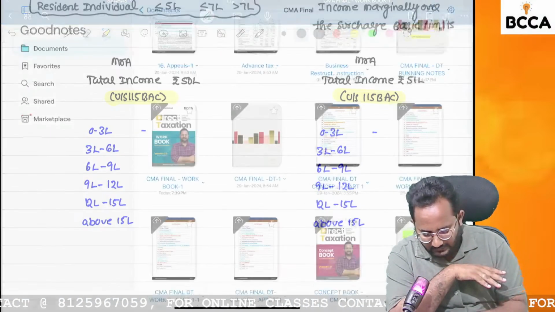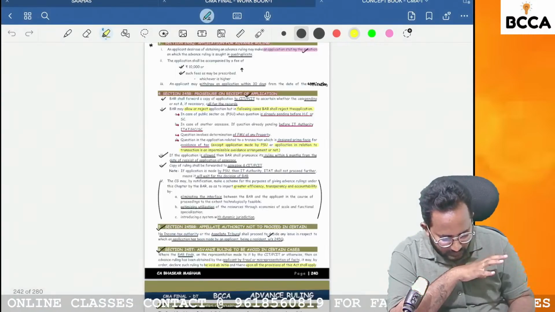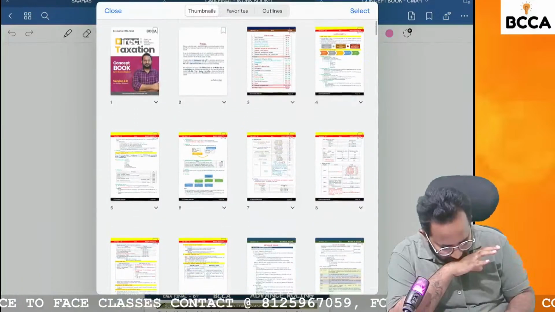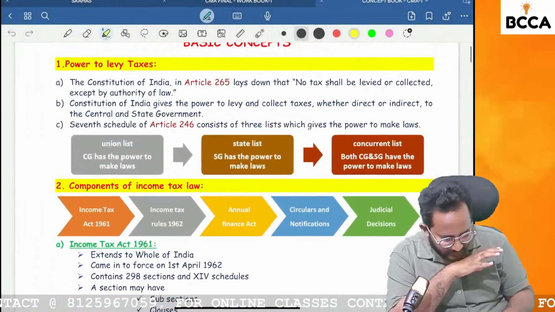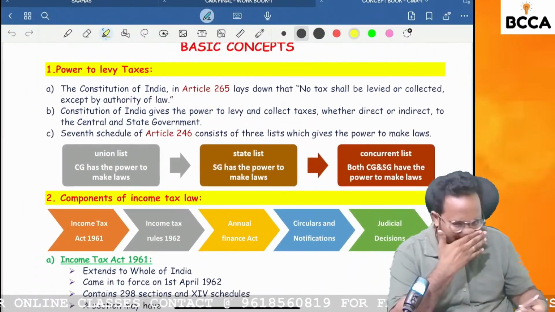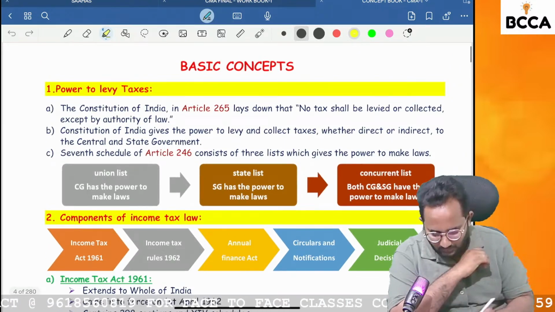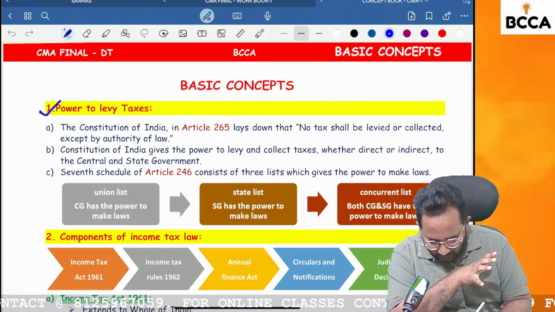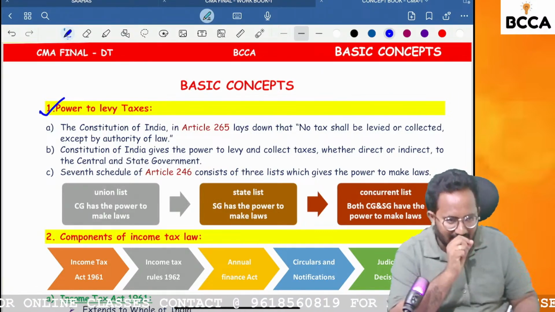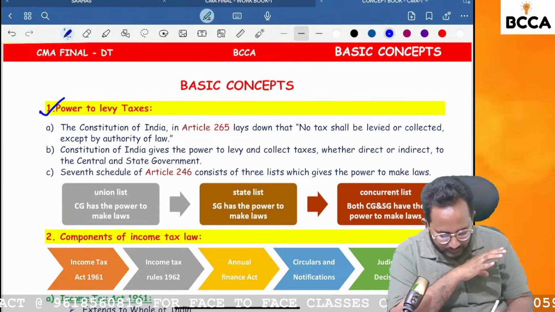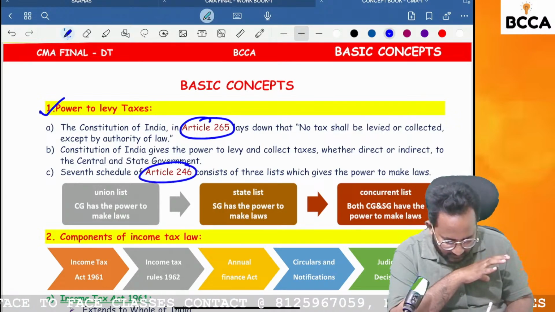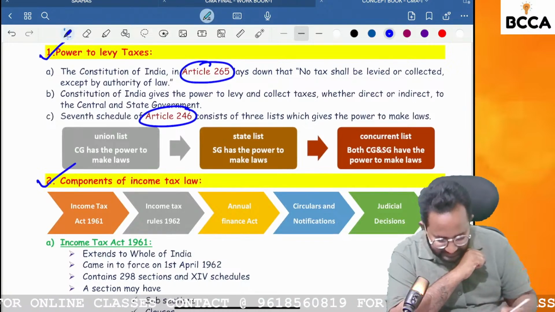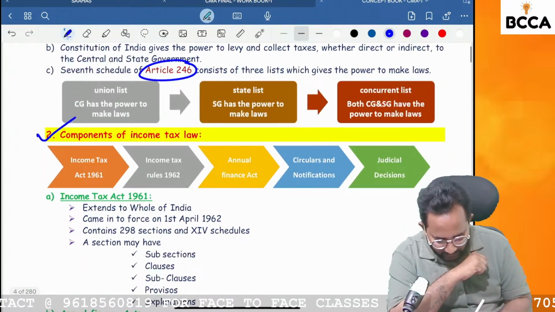Okay. Just as a procedural part, we have to read out the material of the first chapter. I just want to show how the material will be. I think we have already written some parts as notes also. Reading means nothing but ticking only. So please compare your notes. I think we started with power to levy tax only. On that we referred to article 265, article 246. Next, second concept, we started the components of income tax law. How many components?